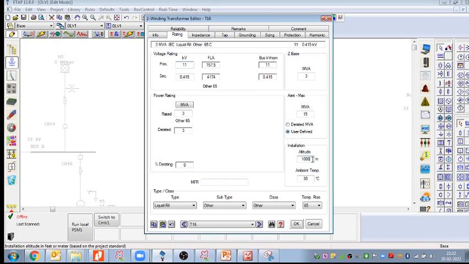Let us see. If I change this altitude, in place of 1000 meter, let me increase just 100 meter, not more than 100 meter, just 100 meter more from the sea level. So what is the impact? Let us see the impact. Yes, we can see: the 3 MVA transformer will deliver only 2.94 MVA power. There is a 2% derating here.